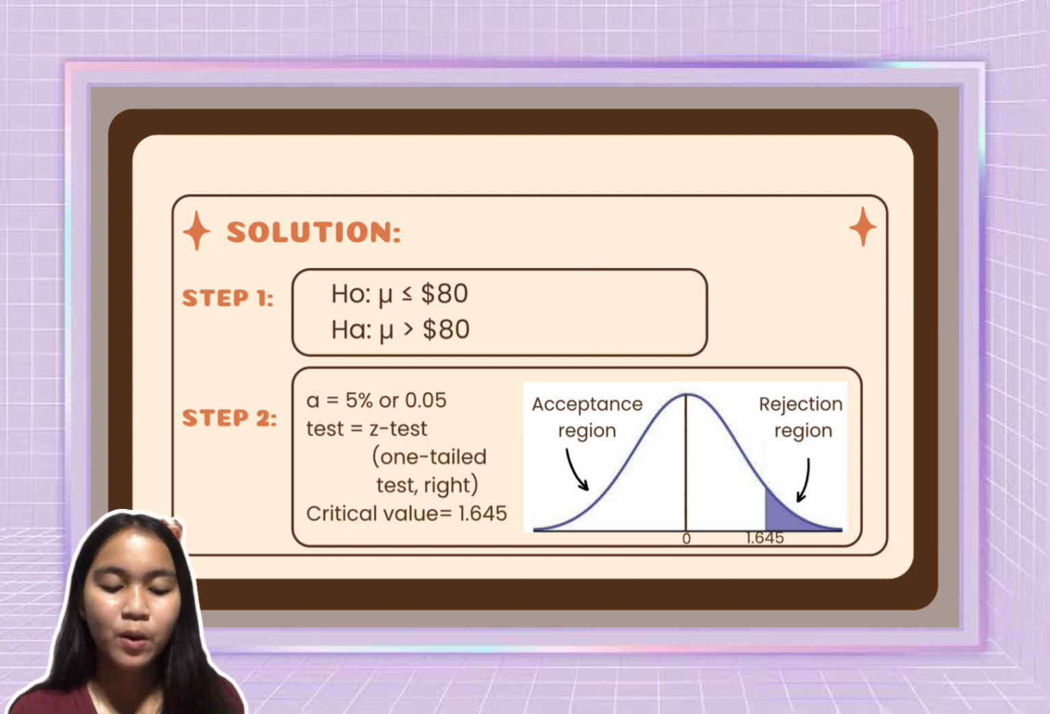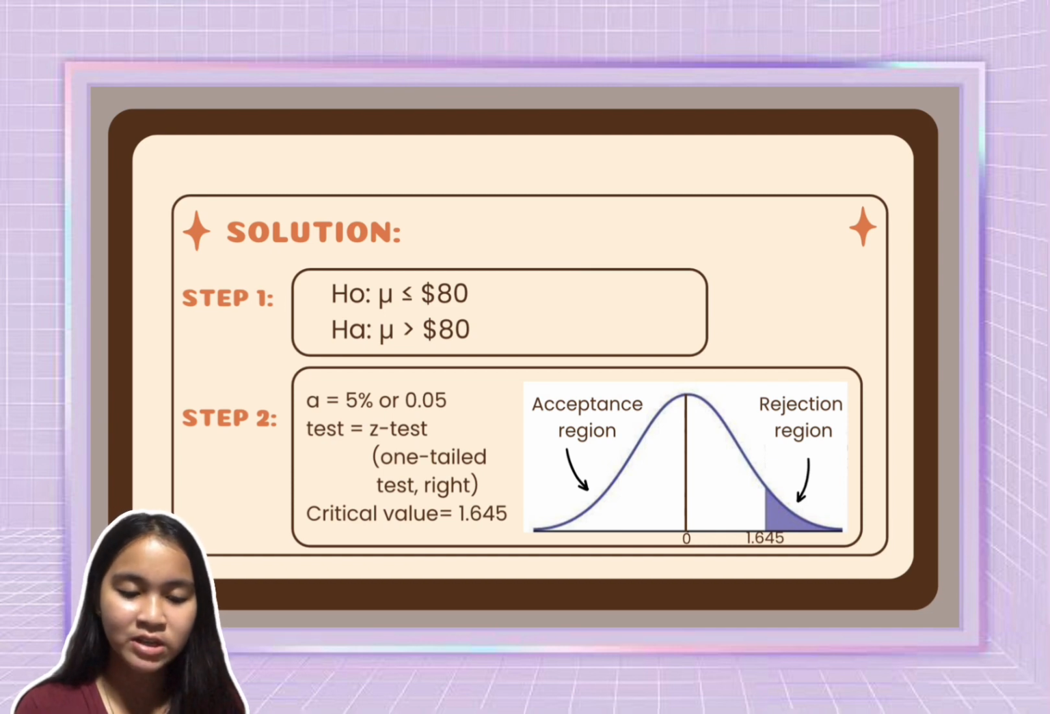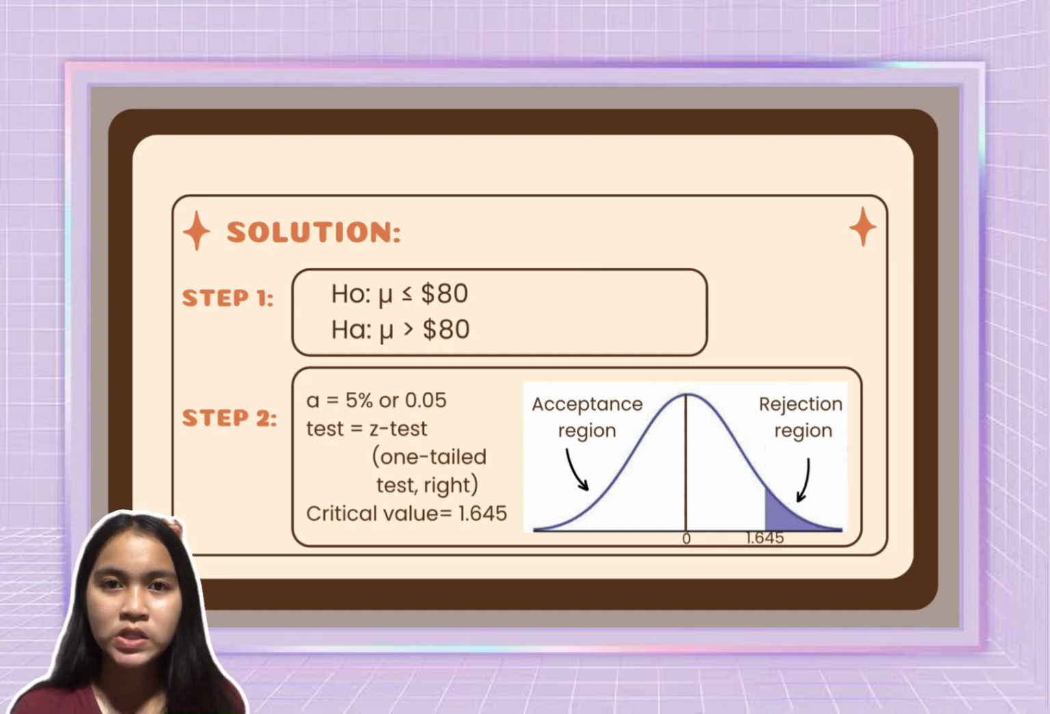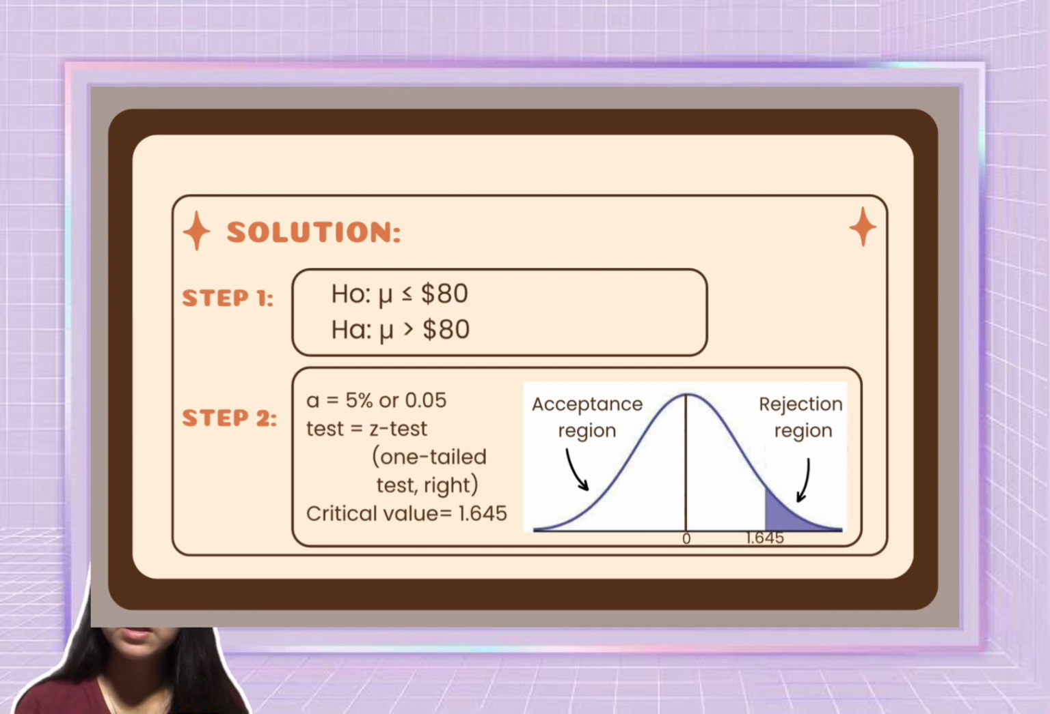And now, after we identify the null hypothesis and the alternative hypothesis, let's proceed to step 2, which is to identify which test we are going to use, either the t-test or the z-test. As we can see from the problem, the significance level or the alpha level is 5%, which is equivalent to 0.05. We also have a standard deviation in the example. So we are going to use the z-test since the standard deviation is known.